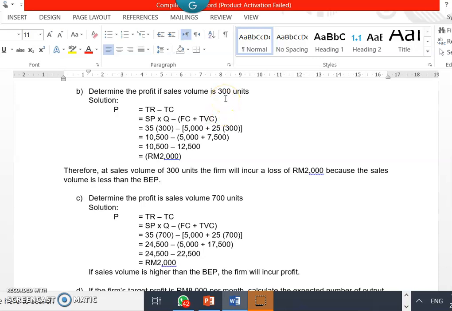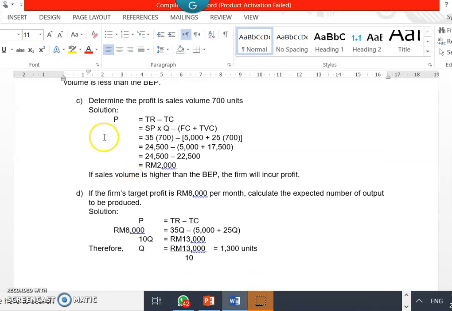Now Q is the 300 quantity. Quantity is 300. So how much profit can we get from that? From that, we insert the information into the formula. So at the end, we have negative 2,000 ringgit, meaning that if you sell less than 500 units, you are suffering losses.